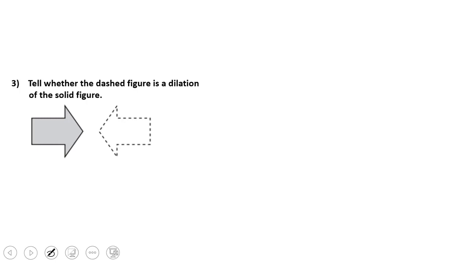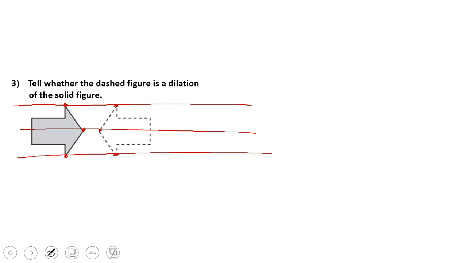And to prove it, if you were to draw a line through corresponding parts, if I drew a line through that point of the arrow, and then I go to the top of the arrow and draw a line, and then I go to the bottom of the arrow and draw yet another line, I would see that those lines are all parallel. They are parallel, so this would be no. This is not a dilation.